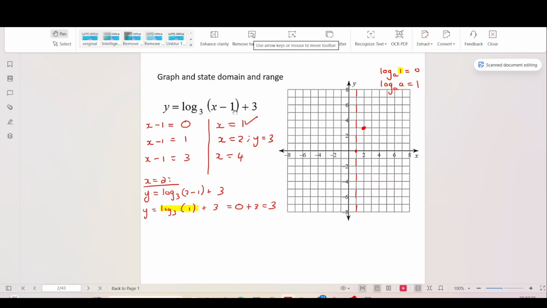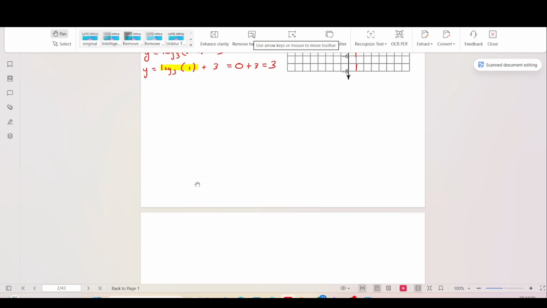Wait, but don't I have to add the 3 to it? Yeah, you have to. That's how I got y equals 3. Wait, so what if x minus 1 equals 1? What does that mean? Because we have to make it 1, because log 1 is 0. And then what does log 0 mean? This value will vanish, so we will just get 3. So it's just going to be the y value. Yeah, it's going to be the y value.